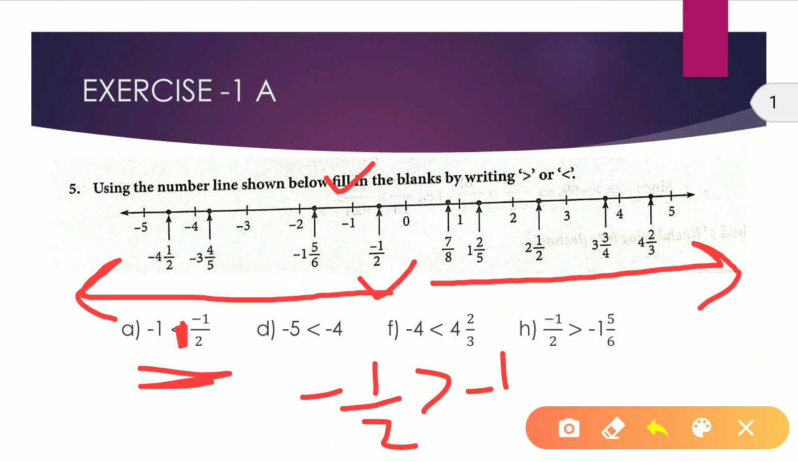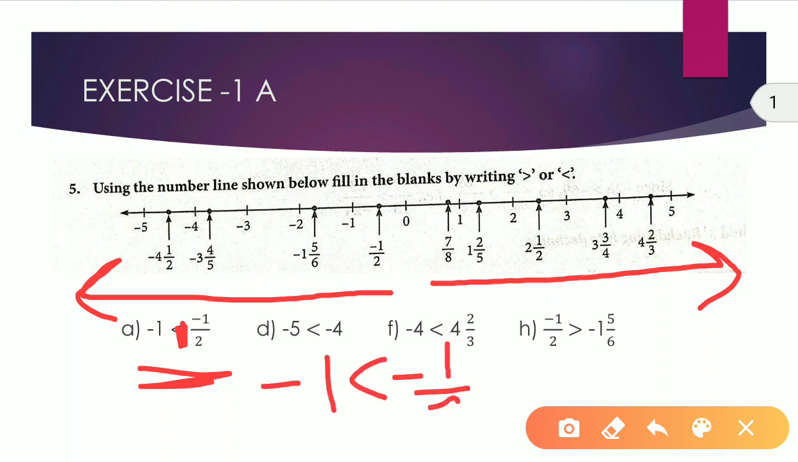Therefore -1 by 2 will be greater than -1. Why? Because on the left hand side, the numbers are in descending order, meaning greater to smaller. So the first number is -1 by 2. So -1 by 2 will be greater than -1.